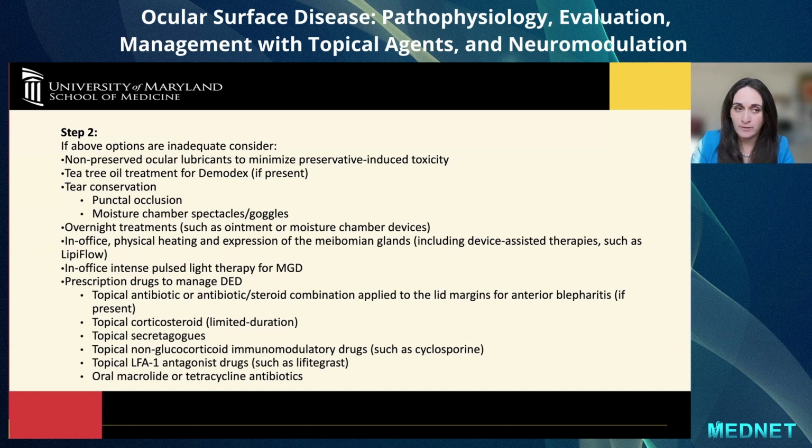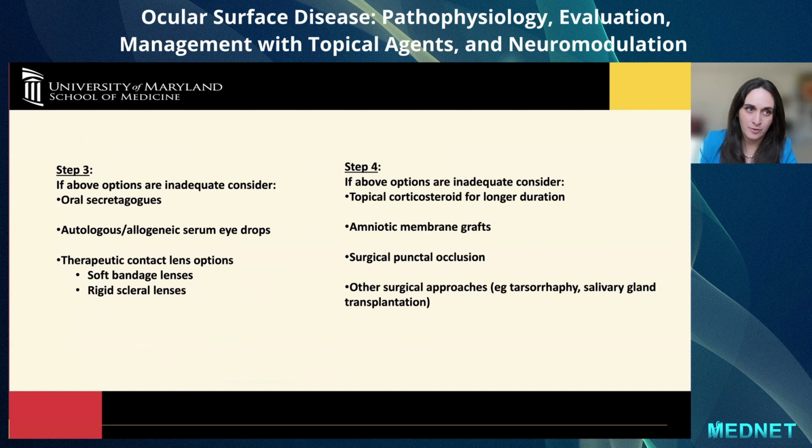tea tree oil if there's a component of Demodex, and then preventing loss of fluid from the eye with punctal occlusion or moisture chamber goggles. You can also think about nighttime therapies like moisture chambers or ointment. And then there are also in-office therapies like IPL or LipiFlow. And then you can also use prescription medications like topical antibiotics or antibiotics and steroids, topical steroids, and multiple other options that we're going to go through in more detail.